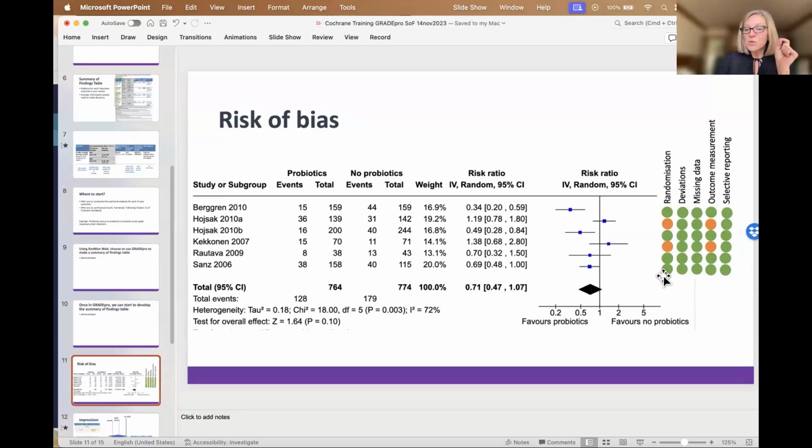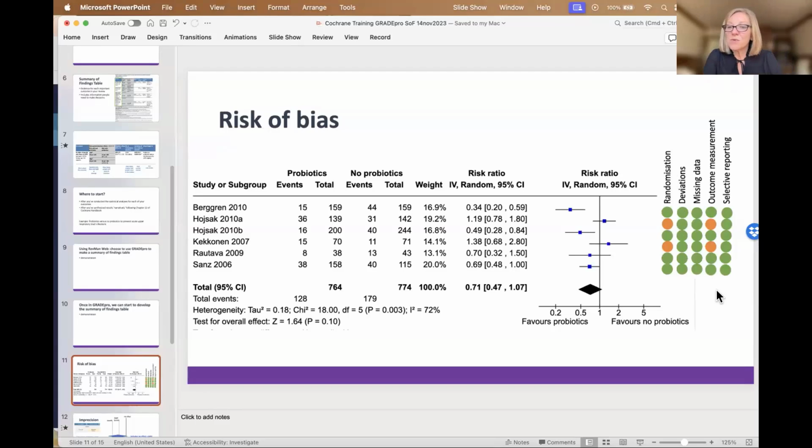When we're looking at risk of bias in general, we would have already assessed each individual study's risk of bias. The green indicates low risk of bias, the orange is some concern with that domain, and we have red dots for high risk of bias. If we step back, it looks like we're doing pretty well, except we do have some concern with some of the domains. In particular, we have some concern with randomization for two of the studies, and some concern with outcome measurement. All of the other domains were low risk of bias.